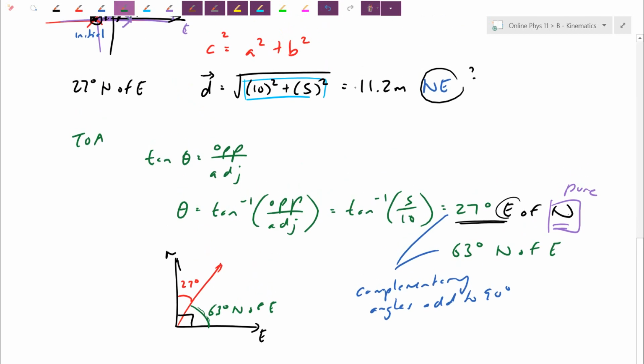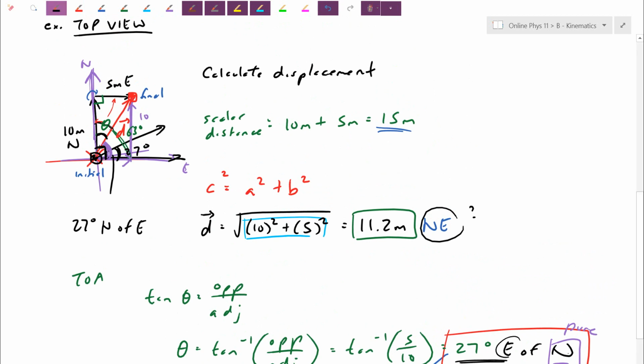What is your displacement? Your displacement is being 11.2 meters away from where you started. It's less than the 15 steps that you actually took. And your angle is 27 degrees east of north or 63 degrees north of east. Right? That's what we mean by vector addition. I took the first vector, that's 10 meters, and then I added it to the other vector of 5 meters.